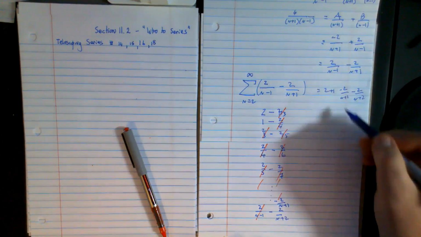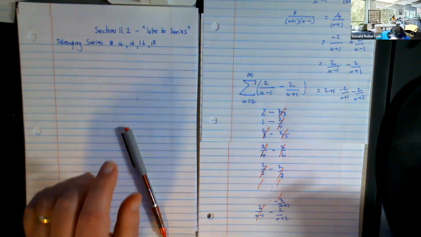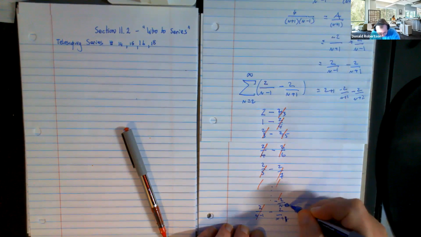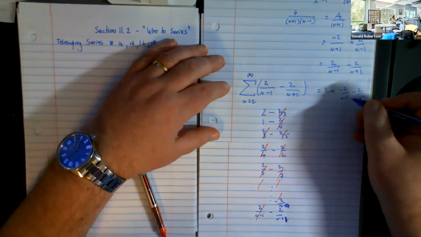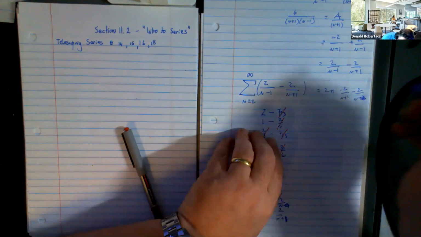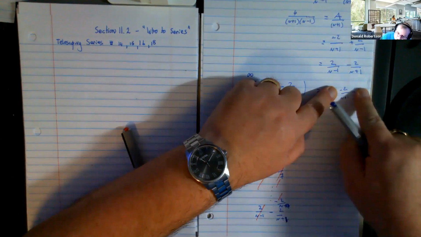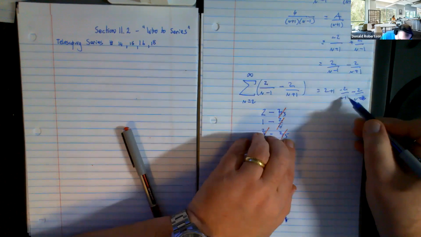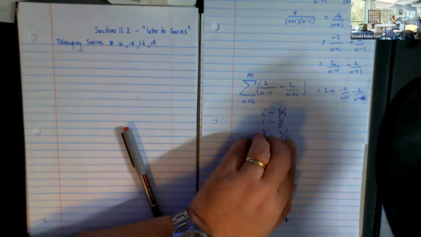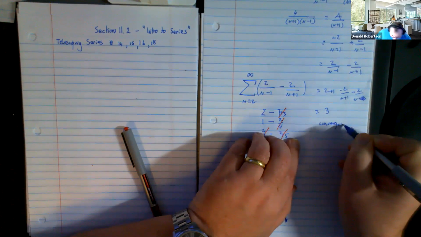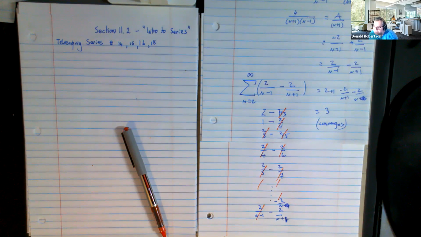Now, can you see what's going to happen here? I went one too far. That guy should have been this. Now, I guess it's because I'm thinking of this line. Would you agree that these two terms disappear to 0 as n becomes infinite? Isn't 2 over n plus 1, with n at infinity, 2 over infinity, that's 0. So the answer is 3. Not only is it 3, I know it converges to 3.